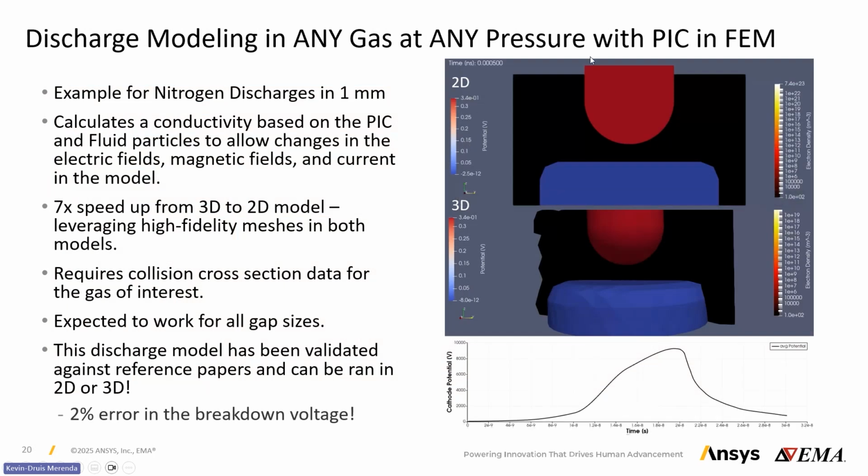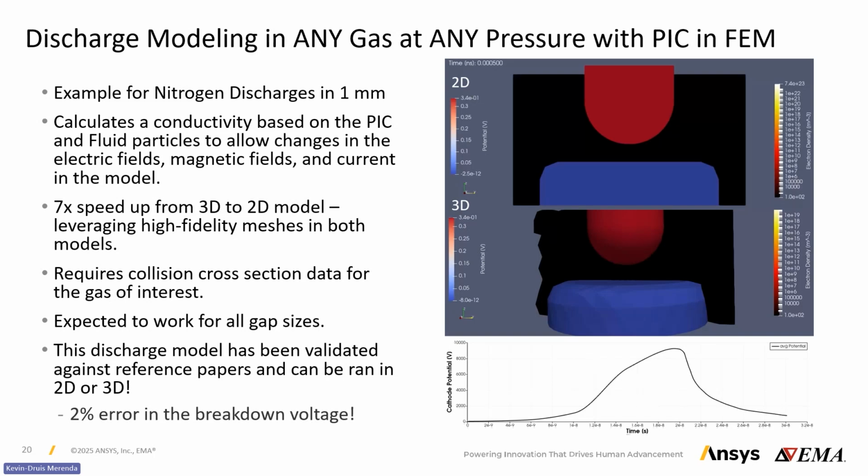So this is very similar to what you just saw. Two electrodes, one red, one blue. And then in this case, the gap size is 1 millimeter, and we're looking at nitrogen. So we are tracking here the nitrogen gas, so the nitrogen molecules.